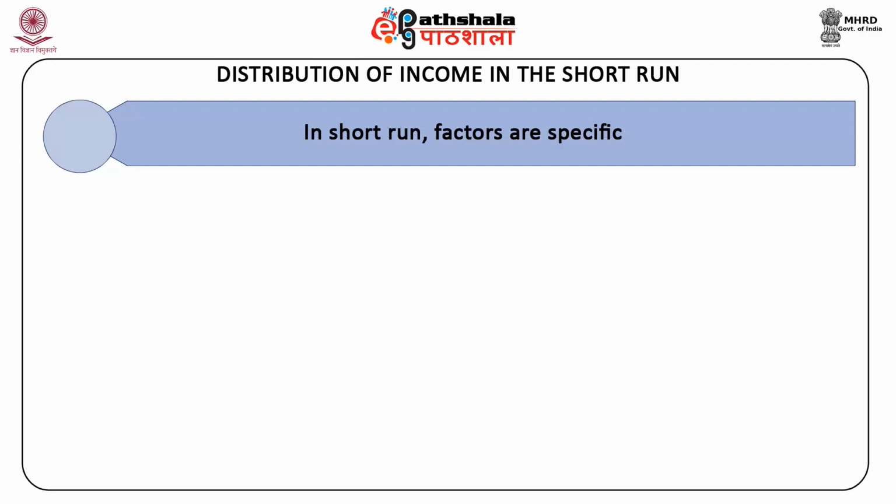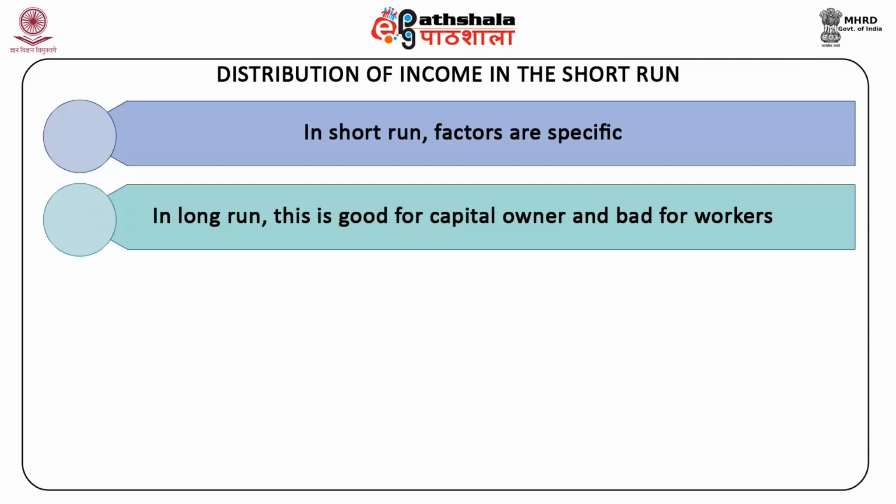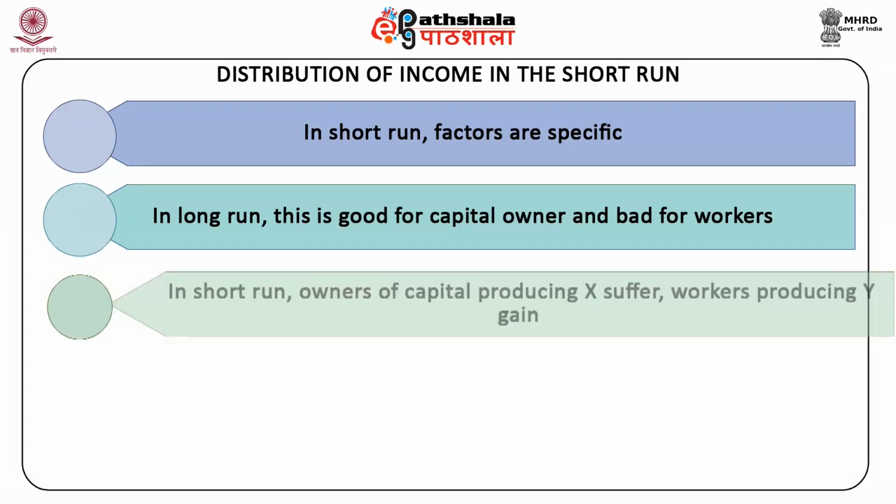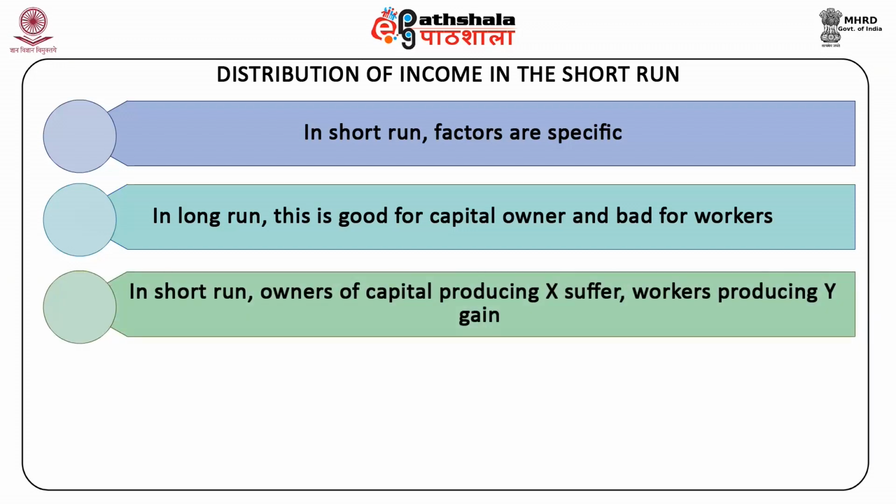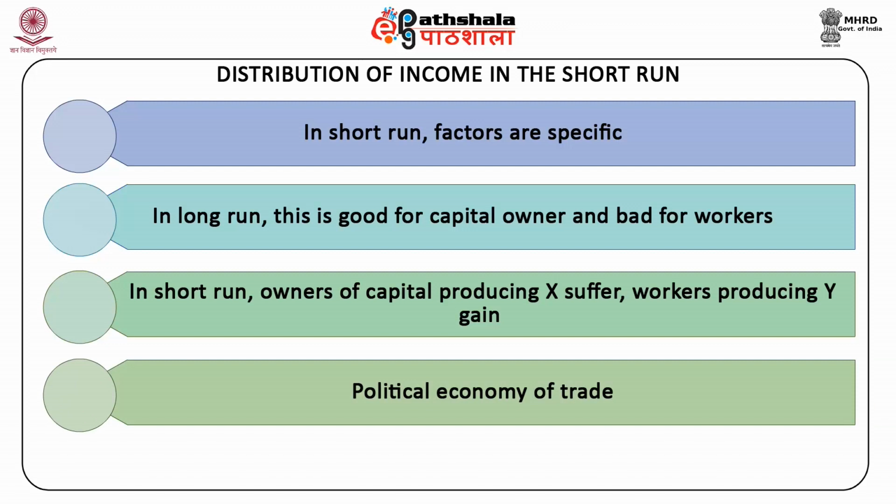Suppose that international trade leads to a decrease in the relative price of good X, the capital intensive good. In the long run, this is good for capital owners and bad for workers. But in the short run, owners of capital that are currently used in good X production may suffer, while workers currently employed in good Y may gain. Such short-run gains and losses determine the political economy of trade.